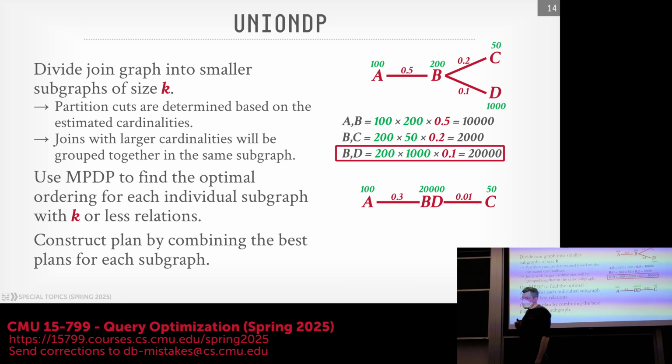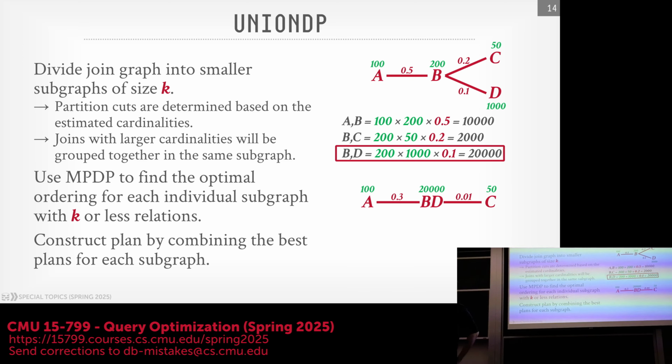Yes? So this will work really well for Snowflake star schemas. But I was just wondering, will it work well for schemas that are not Snowflake or Starflake? Like cliques or trees? This would be terrible for cliques. Yeah. So his statement is this would be terrible for cliques.